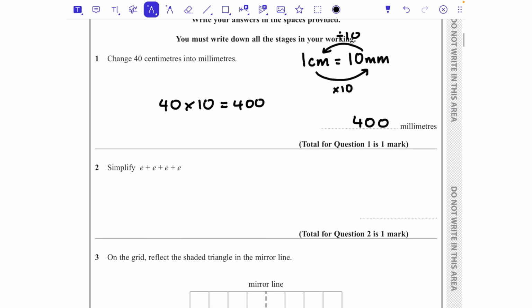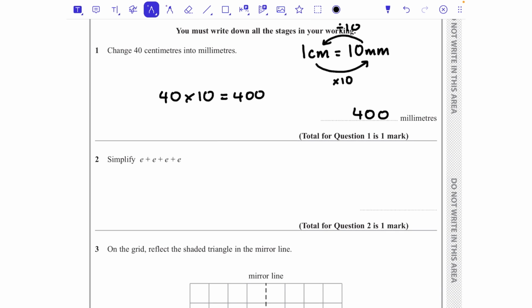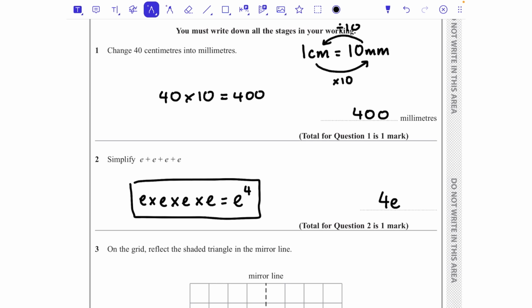Question number 2, and we've got to simplify E add E add E add E, and that is going to be 4E. So really common that people confuse E add E add E add E and E times E times E times E. This one would be E to the power of 4. Okay, so that's just something that they also quite commonly like to ask, but in this case, E add E add E add E, that is 4E.